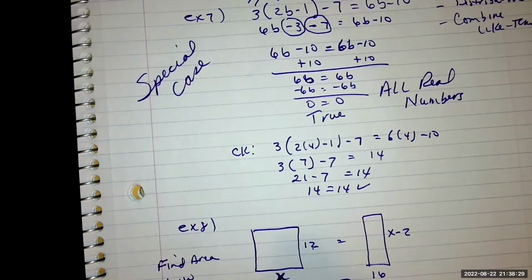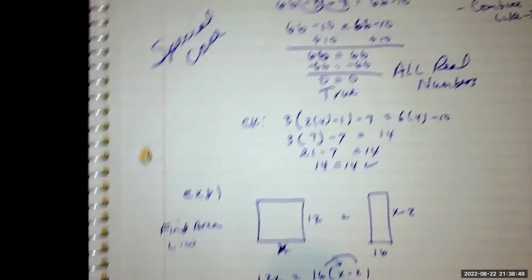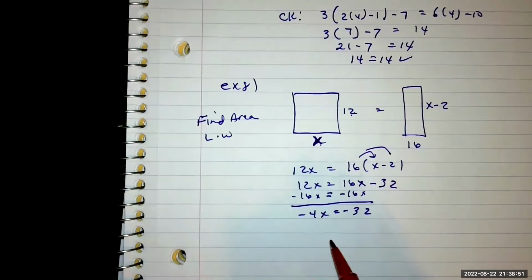I forgot my X. 16 times 2 is minus 32. I'm going to subtract 16X from both sides. And then we get a negative 4X equals a negative 32. I'm going to change the color a little so we can get different colors in here. My variable is X. You can't see, I keep forgetting that I'm not writing.